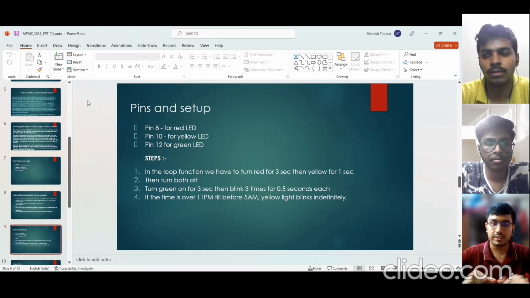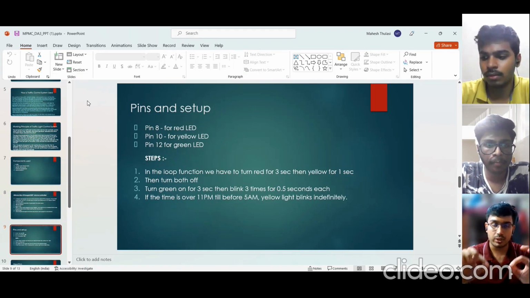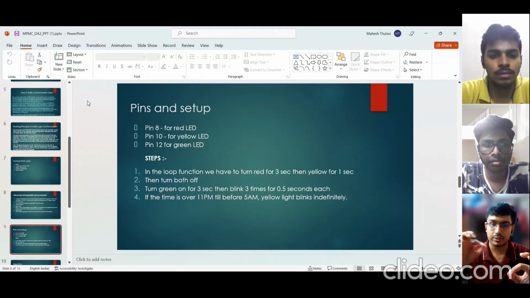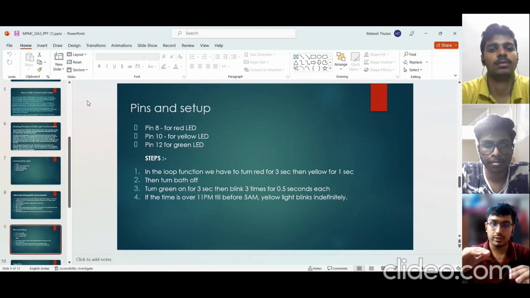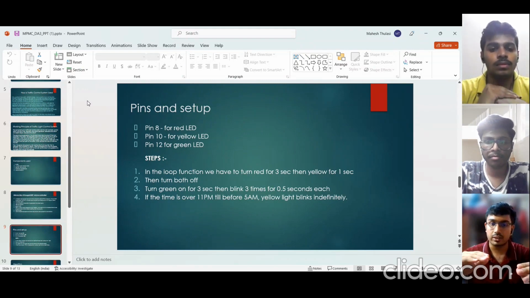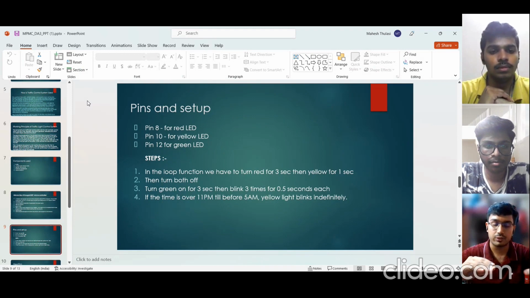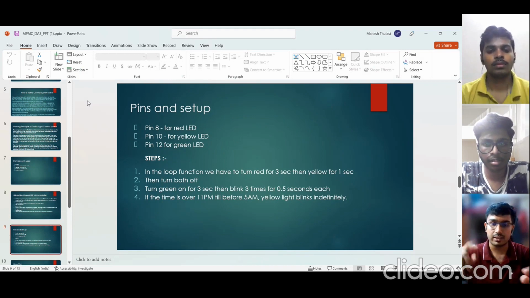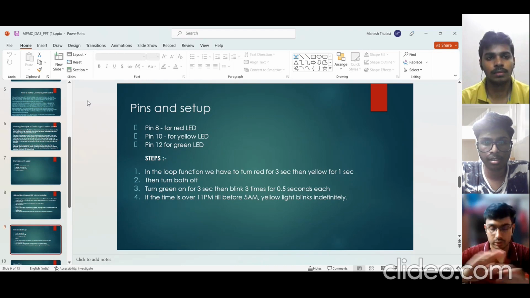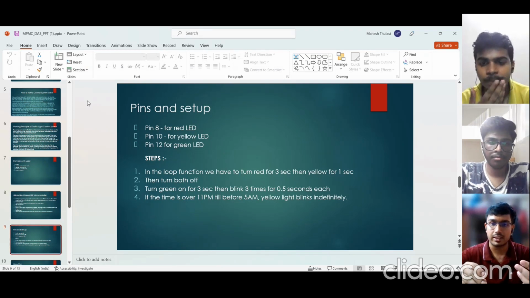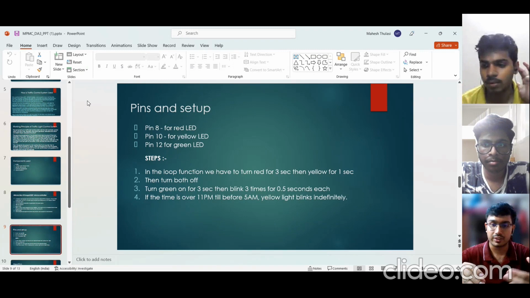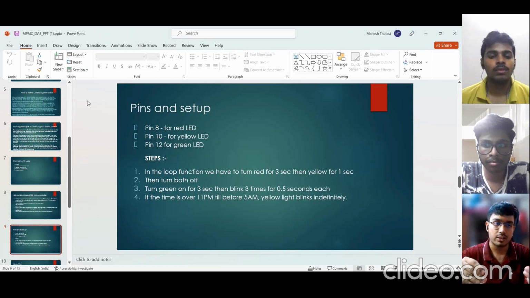Now I will give an idea about the pins and the setup. On pin 8, the red LED was placed, on pin 10 there was the yellow LED, and on pin 12 there was a green LED. The steps: there was a loop function in which we turn red on for 3 seconds and then yellow for 1 second. Then both turn off. Then turn on the green LED for 3 seconds, and then blink it three times for 0.5 seconds each, with the help of the Arduino language, which has basically been used here.